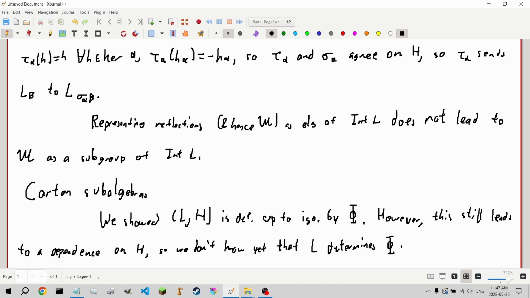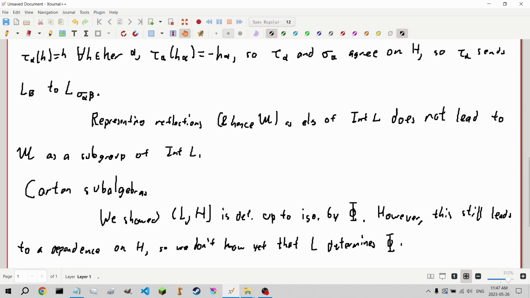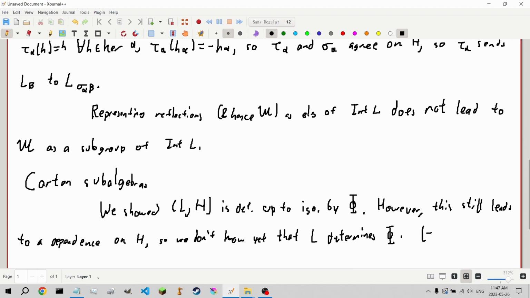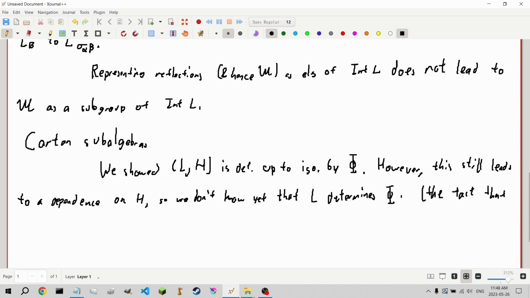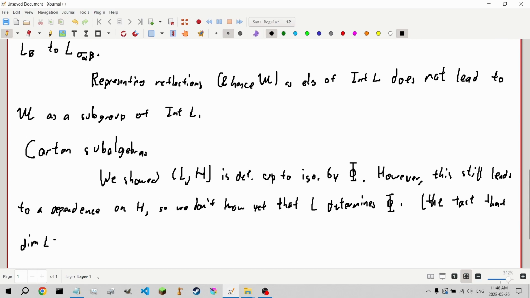So for example, the fact that the dimension of our Lie algebra is equal to the rank of our root system plus the cardinality of our root system cannot distinguish B_L and C_L as Lie algebras.